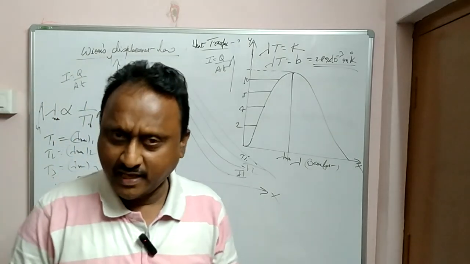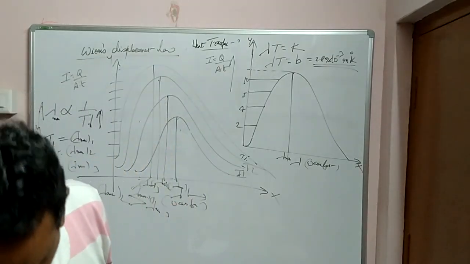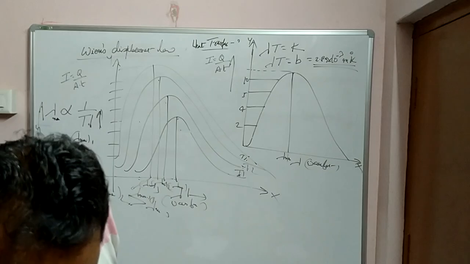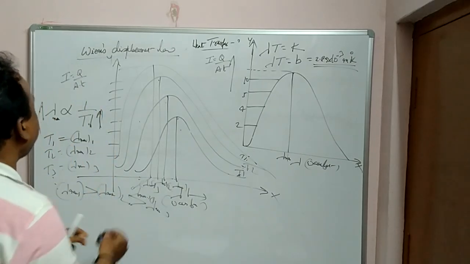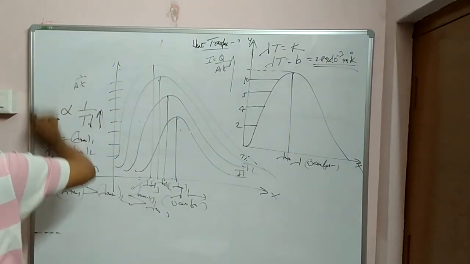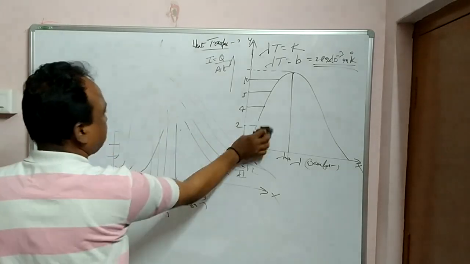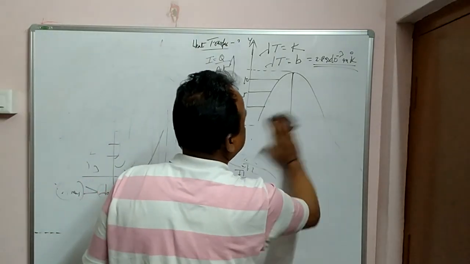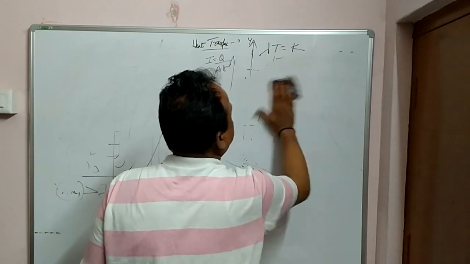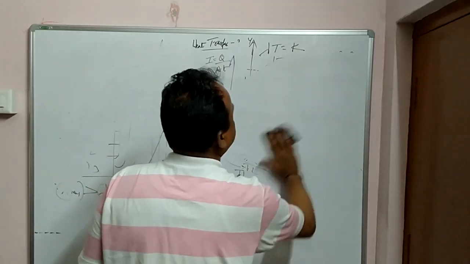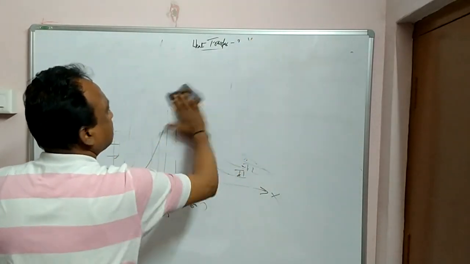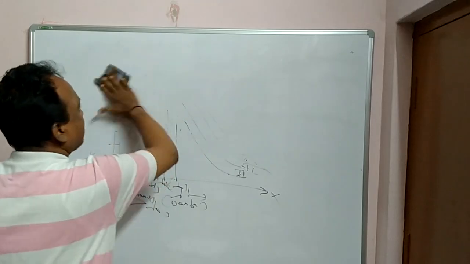So this is about Wien's displacement law. Clear? Now let us go to the next one. All are theoretical points here. What is coming now? All are theoretical points. After this Wien's displacement law, now let us go to the second last term.